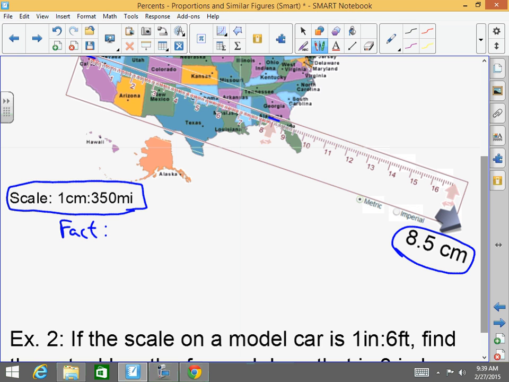There it is, my brother. We know for sure a fact. The fact ratio here is that 1 centimeter equals 350 miles. Now, how do we set up the next ratio to set up a proportion to find the actual distance from California to Tallahassee?